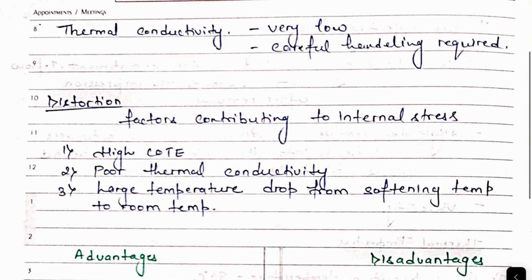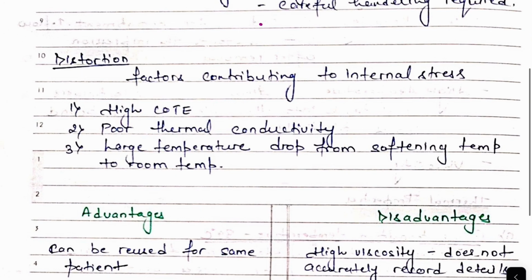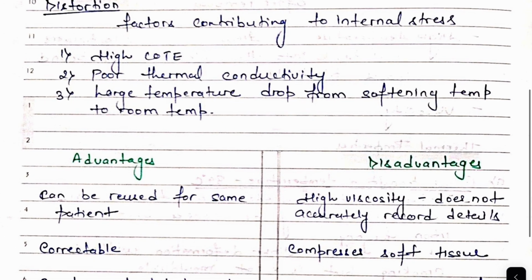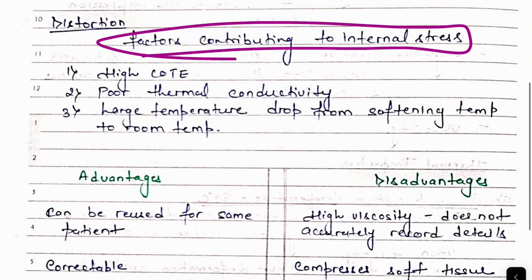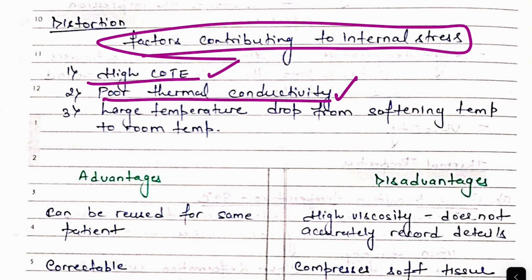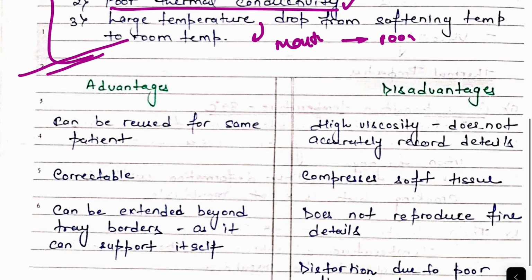Now talking about the thermal conductivity, it is very low, and therefore careful handling is required. Now talking about the distortion, some distortion obviously occurs in impression compounds. What are the factors contributing to it? It has a very high coefficient of thermal expansion, poor thermal conductivity, and the temperature drop, from mouth temperature to room temperature. All these three factors contribute to the distortion of impression compounds.